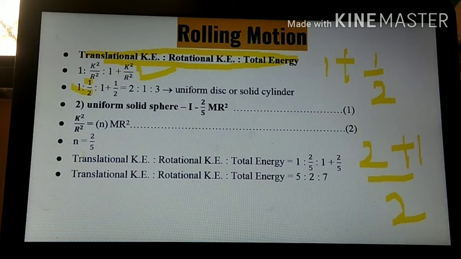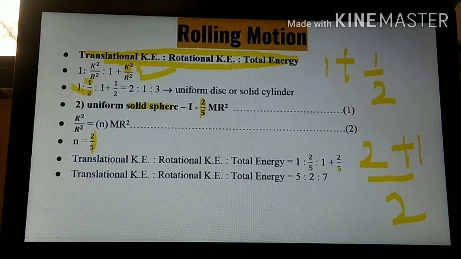Okay, next we will look at a uniform solid sphere. For a uniform solid sphere, the moment of inertia is 2/5 mr². If we compare this equation with this one, the numerical value of n we get is 2/5. If we substitute this value in this equation, k²/r² is 2/5. So we are substituting 2/5 for the rotational part, and for the total 1 plus k²/r², we again substitute 2/5.